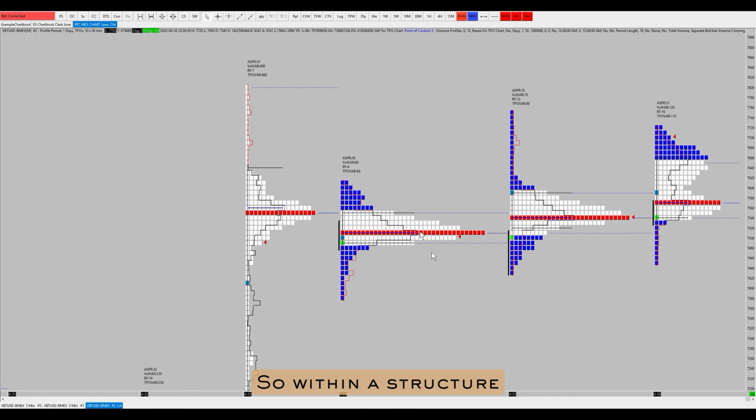Within a structure, this would be more commonly referred to as single prints. So if you're looking over here, you see that we have a single line right here of these TPO boxes. When we refer to single prints, I use this interchangeably to refer to any level where there is just a single line of boxes. The concept will apply moving forward in roughly the same way for one of the setups that we're looking for. Just understand that this is a very thin area, right? We didn't spend much time here whatsoever.